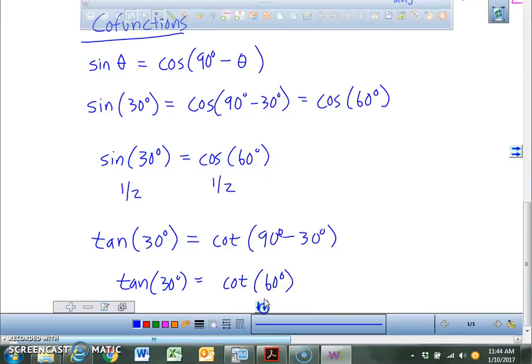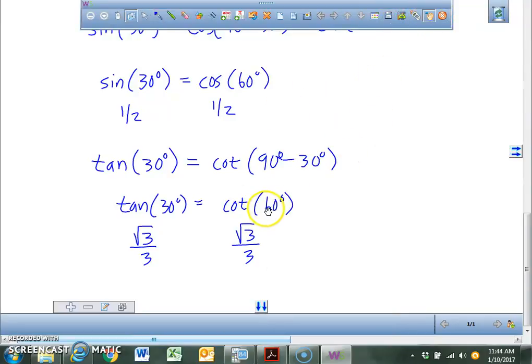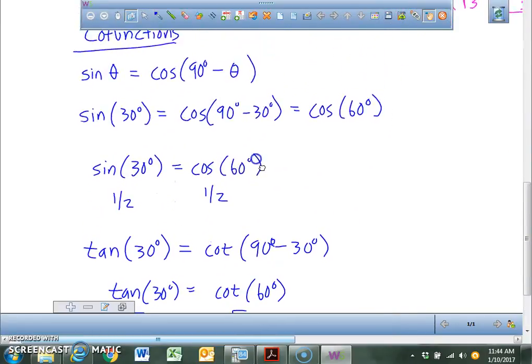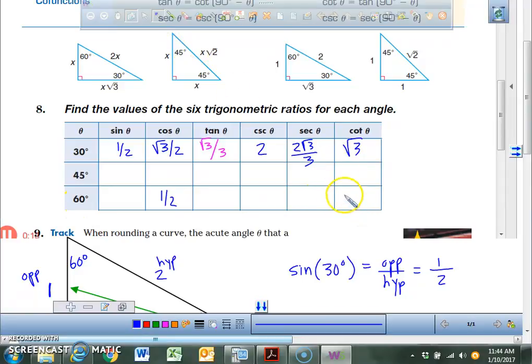By the way, what was the tangent of 30 degrees equal to? Radical 3 over 3. So the cotangent of 60 degrees should also equal that. So right here, find in your table where it has the cotangent of 60. Cotangent of 60 is right here, so what are we going to put right there? We're going to put radical 3 over 3. So you guys can use co-functions to fill in the rest of your table.